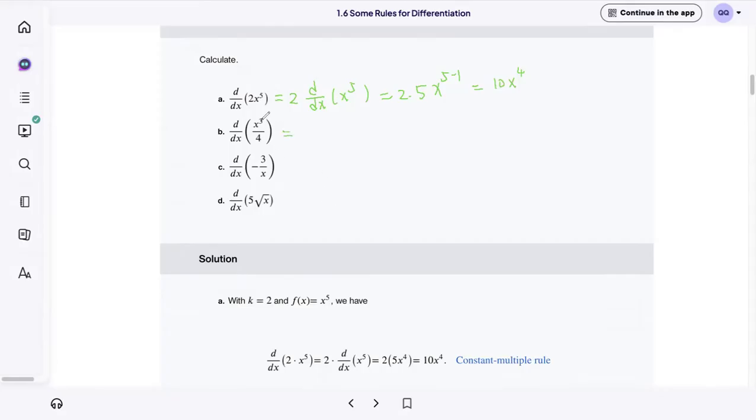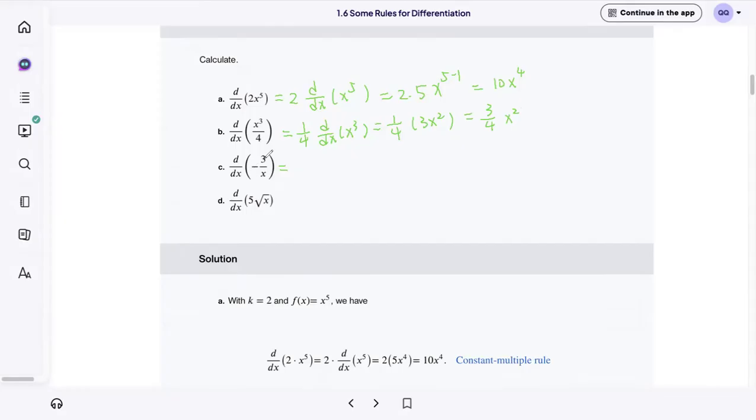And this one, you see this is x cubed divided by 4, that's 1/4, right? I can pull this 1/4 outside. I can differentiate x cubed. Or that's 1/4 times 3x squared. So which I get 3/4 x squared.